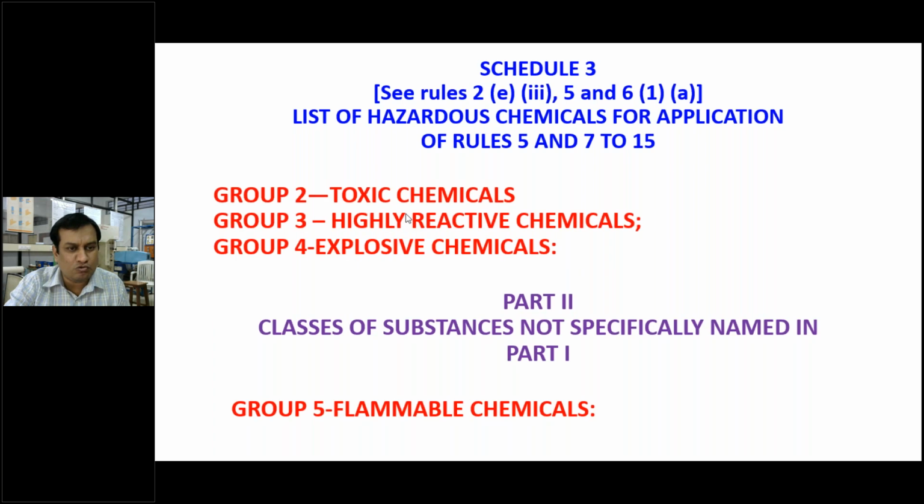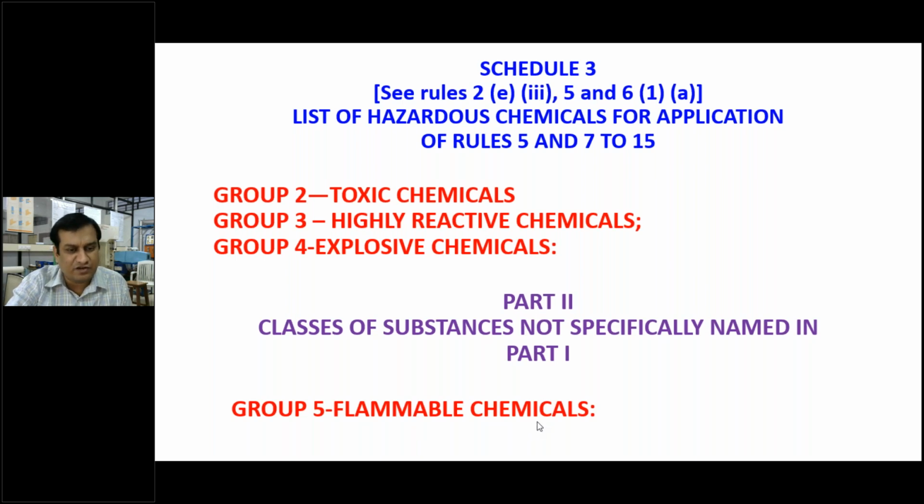Then under group 2, the toxic chemicals list is there. Under group 3, highly reactive chemicals are there. Group 4, explosive chemicals. And under part 2, classes of substances not specifically named in part 1 are given as group 5. So in part 1, groups 1, 2, 3, 4, that is toxic chemicals, highly reactive chemicals and explosive chemicals are mentioned. And under part 2, group 5, flammable chemicals are there.